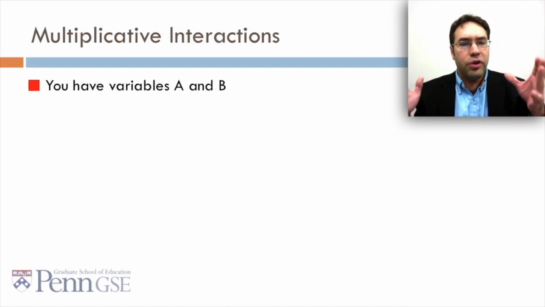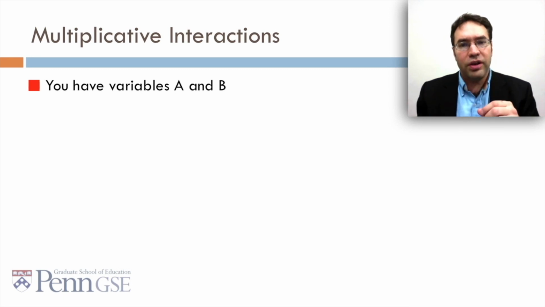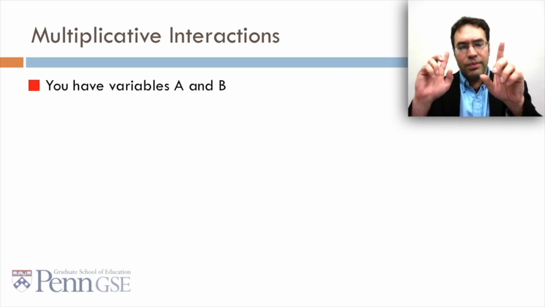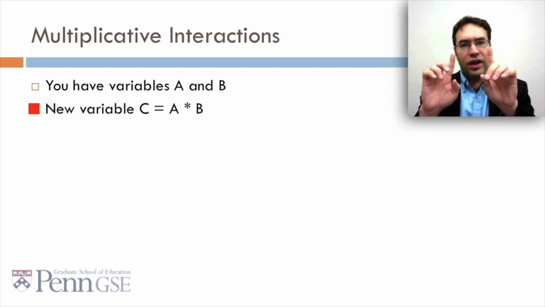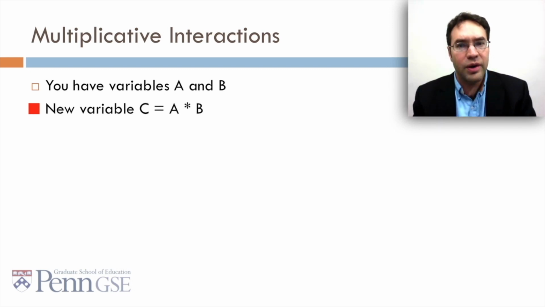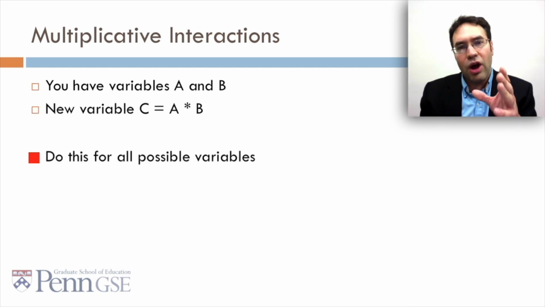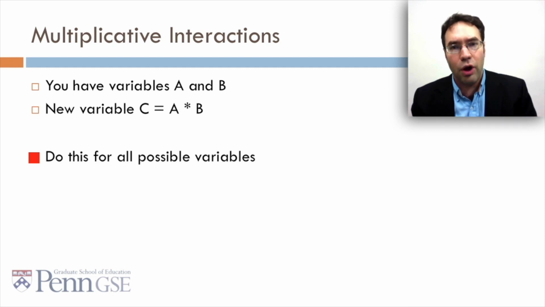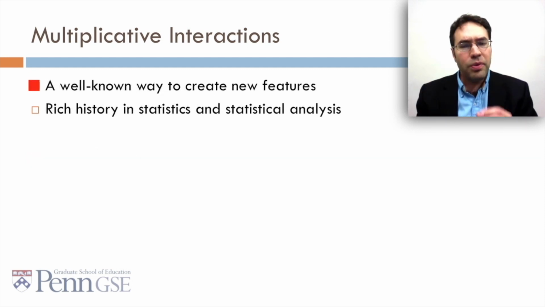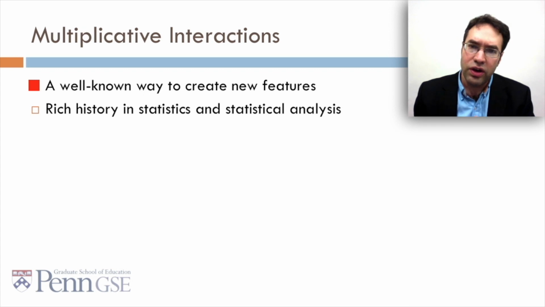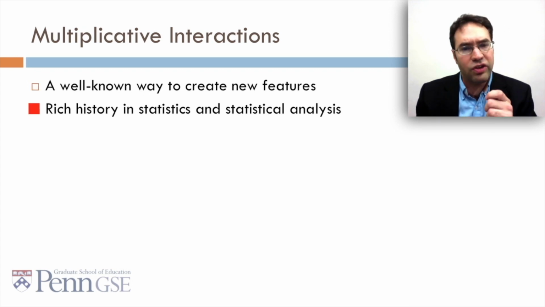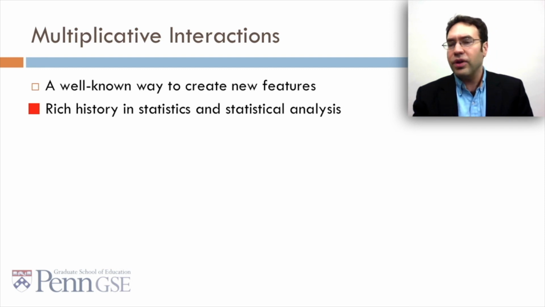One example is multiplicative interactions. With multiplicative interactions, you have two variables, A and B. You take them, you multiply them together, you get a new variable C. And then, if you're doing automated feature generation, you do this for all possible variables. Multiplicative interactions is a well-known way to create new features, and it's got a rich history in statistics and statistical analysis. It long predates analytics or data mining.